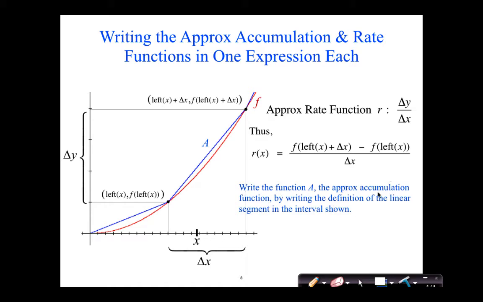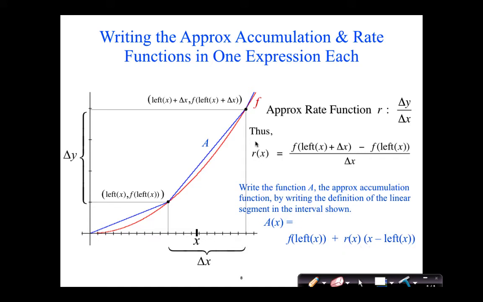So don't do this. Sorry, I forgot to take that out. I don't want you to worry about writing the approximate accumulation function a, because you know what? We don't need all of that. All we need out of it is the rates. But if you wanted to express it generically, I can say y initial plus m, that's the approximate rate function, dx. We could write that. But the thing is, if our goal is to find the approximate rate function, we've already got it. It's just this. I don't need all of the surrounding parts.